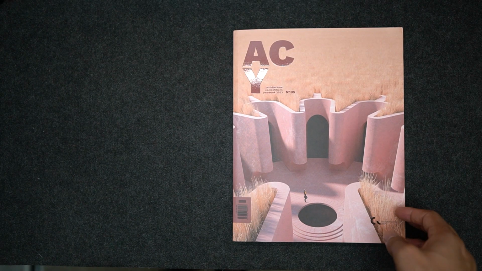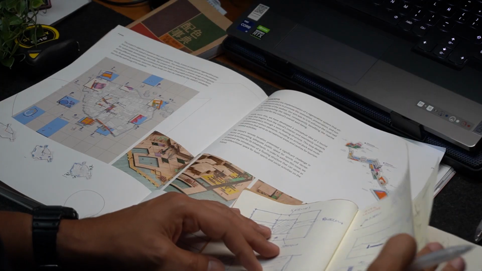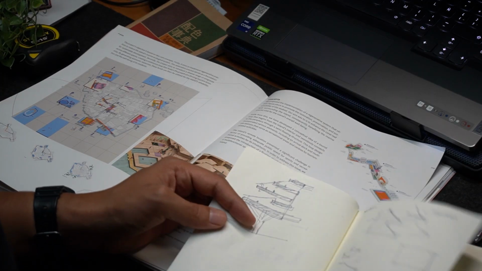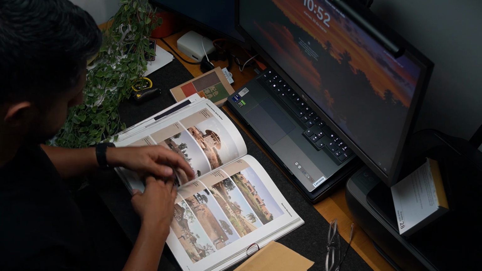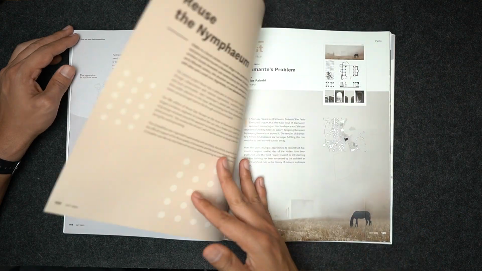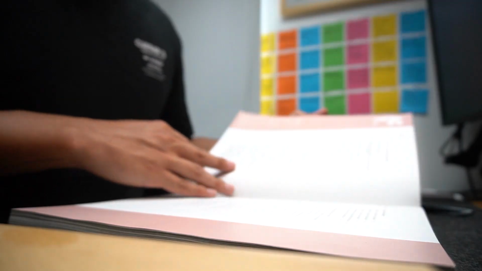Studying competitions and competition winners is something I really enjoy and I would really like to do more of. Having the opportunity to break down a project and trying to understand why the jury chose that as a first place, I think is a very fun exercise as an architect.